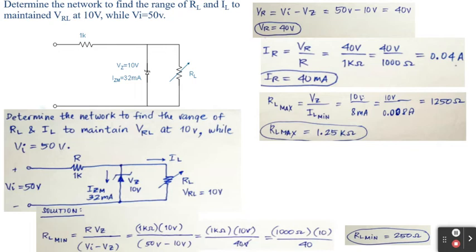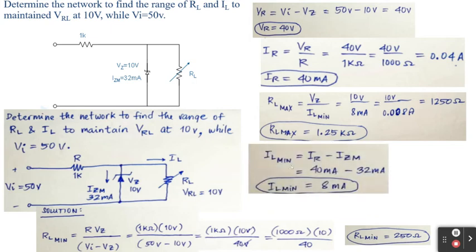So RL max is equal to 10 volts divided by 8 milliampere. Remember that volt divided by milliampere will be producing kilo ohm. So if you want, you can change the 8 milliampere first to ampere by dividing it by 1000. So we will get 0.008 amperes and we will get 1250 ohms. So take note, this is ohms. And if you convert it to kilo ohms, you have to divide it by 1000. So we will get 1.25 kilo ohms.